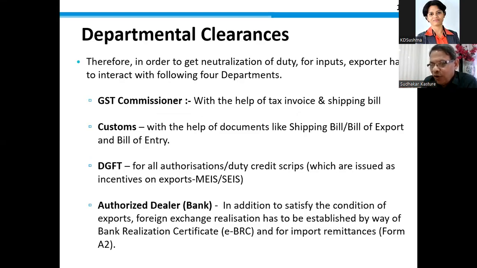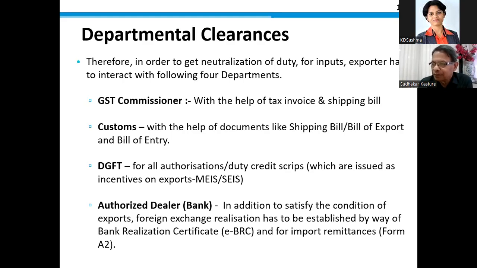In order to get neutralization of duty for inputs, the exporter has to interact with the following four departments: GST Commissioner, with the help of tax invoice and shipping bill. Shipping bill says which product you are exporting. Tax invoice says what is the applicable amount of GST. Customs, with the help of documents like shipping bill or bill of export and bill of entry. Bill of entry explains what you are importing. Shipping bill explains what you are exporting.